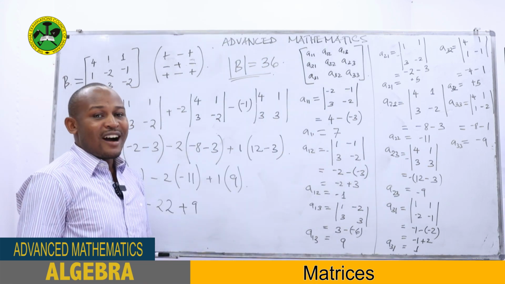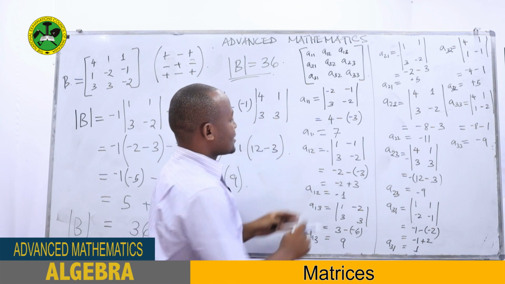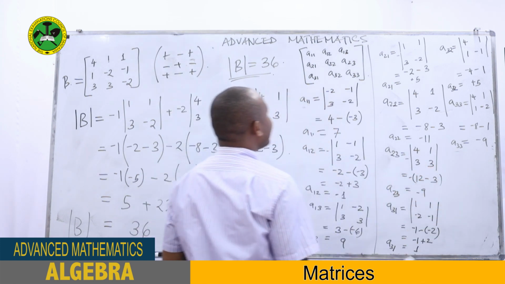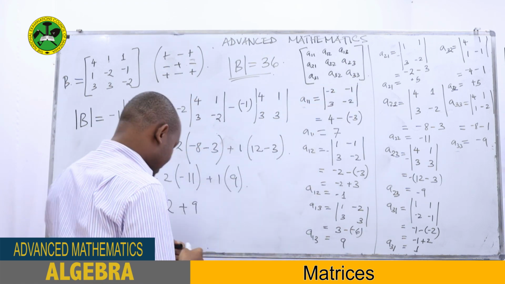Now, to have a matrix of cofactors, we have to collect all of these cofactors from A1,1 up to A3,3 as that matrix shows there. Now let's collect them.